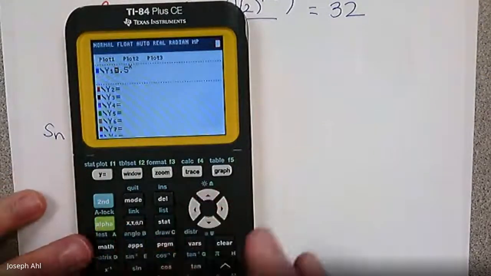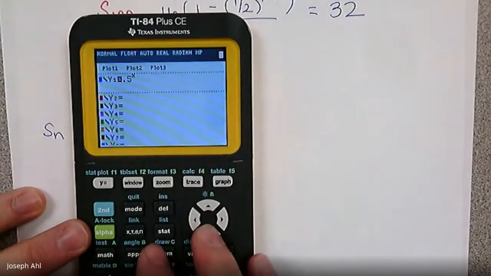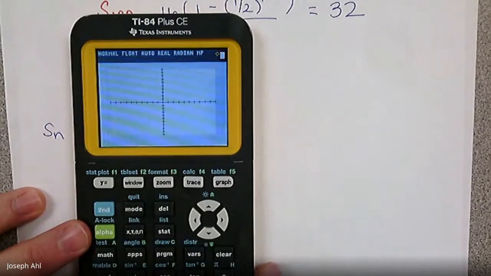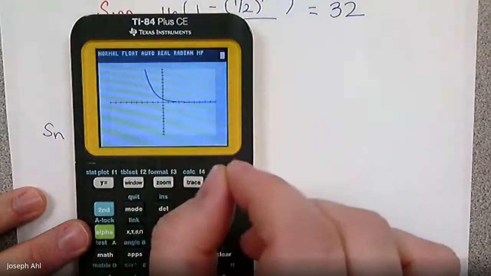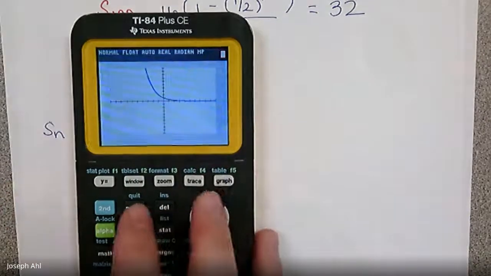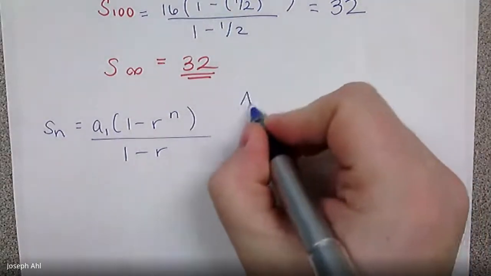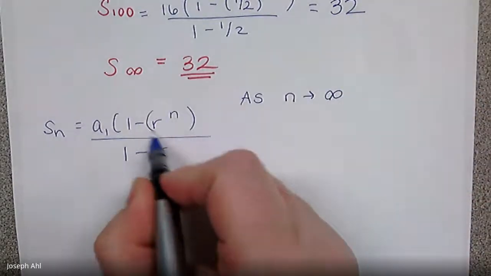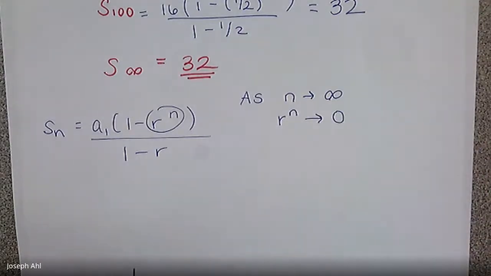We haven't really studied exponentials together yet this year. That's, if I'm remembering correctly, actually unit 11, so it's not too far away. But if you hit zoom 6 for 1/2 to the x power, you'll notice that as x gets really, really large, this is really quickly heading to 0. So the main idea here is as n goes to infinity, this part right here, the r to the n power, is getting closer and closer and closer to 0.